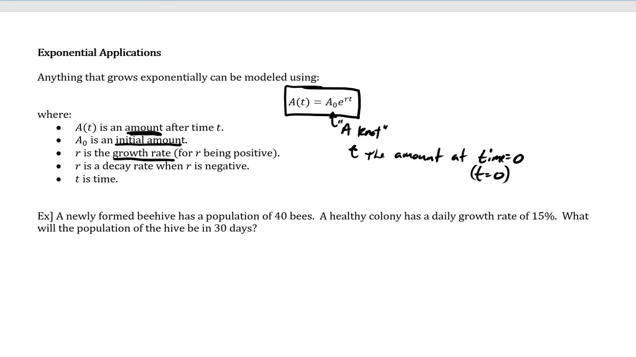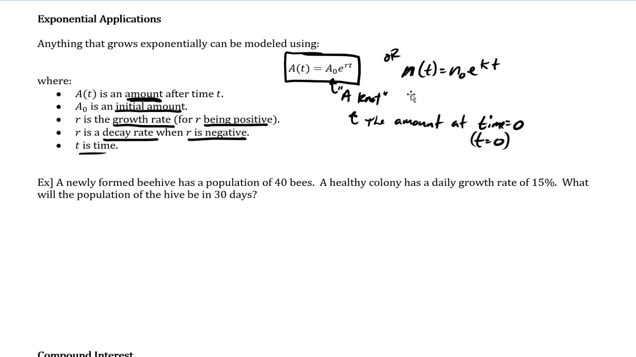Okay, r is called the growth rate when r is positive. It's called a decay rate when it is negative. And then t is time. Sometimes they change the form of it. Sometimes they use N of t equals N naught e to the kt. So they might change the r to k, or any letter. They can change the form, but this is usually what it looks like.